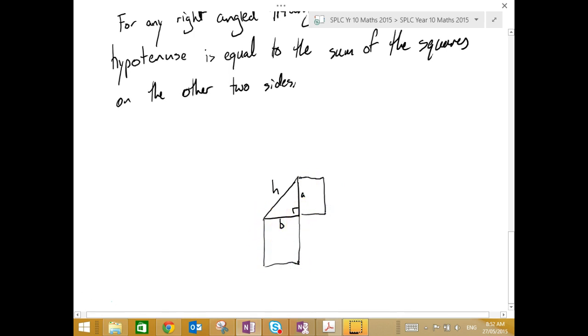Now, the rule is actually, and Pythagoras' theorem, is to do with the area of squares. A lot of people think it's just to do with the numbers. It's actually worded the square on the hypotenuse for good reason. It's the area of this one equals the area of the other 2 added together.